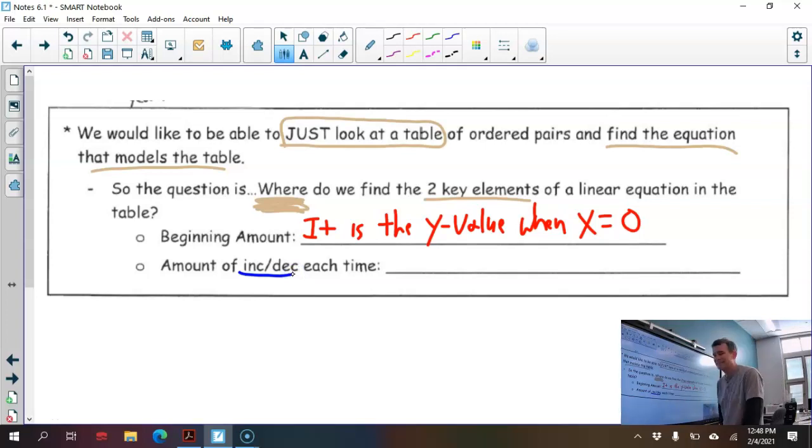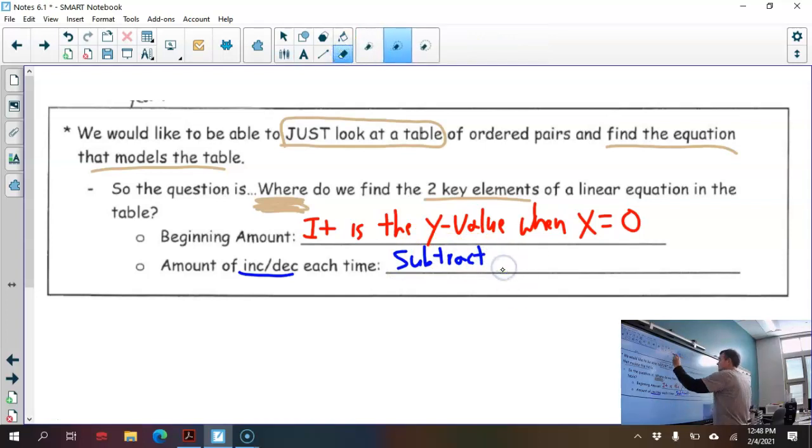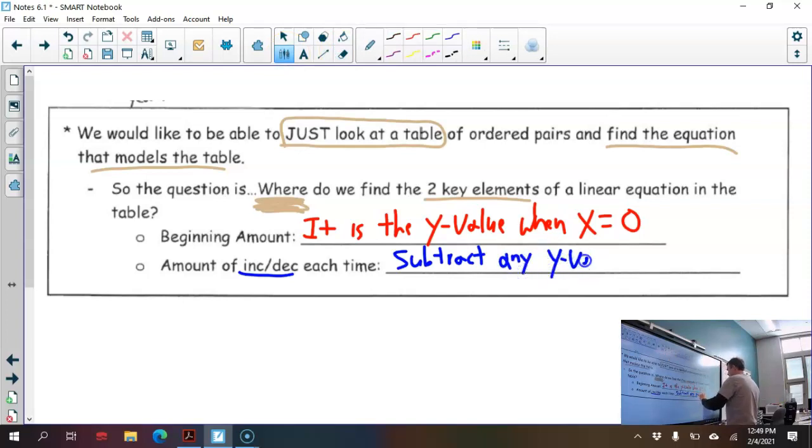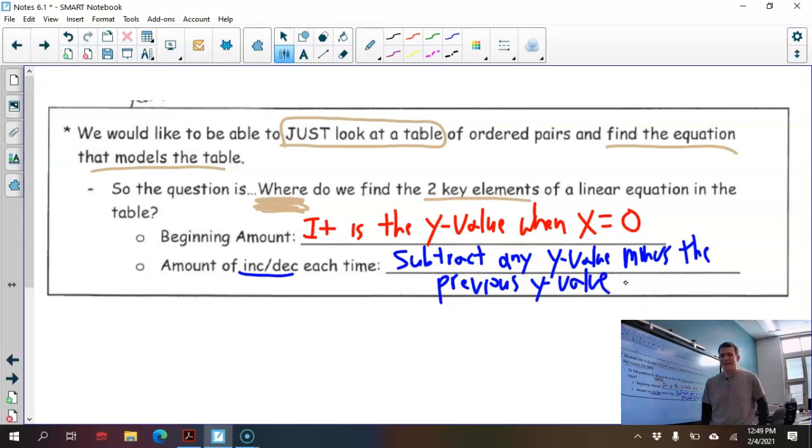And what is the amount of increase or decrease each time? Well, this is not easy to write as a sentence, but technically this is what you do. Subtract any y value minus the previous y value. Subtract any y value minus the previous y value.